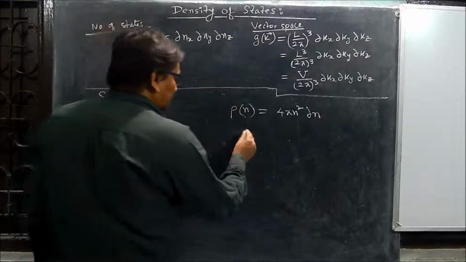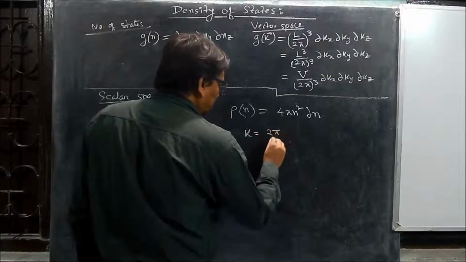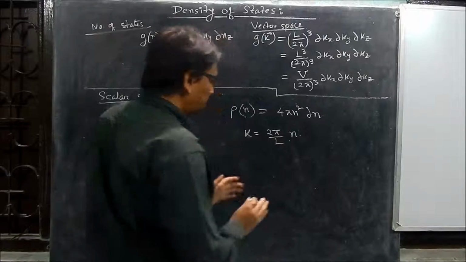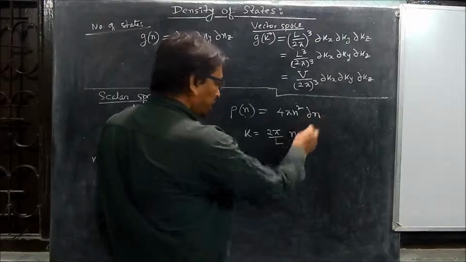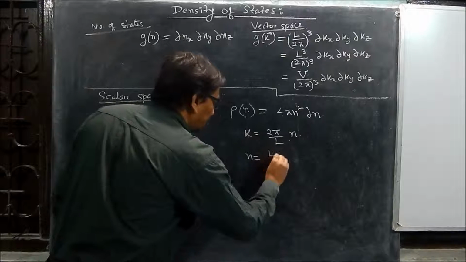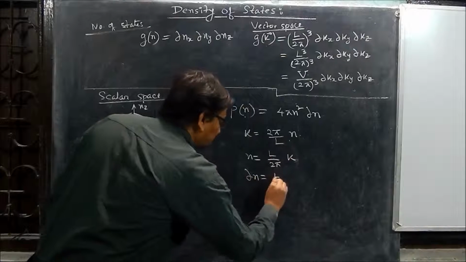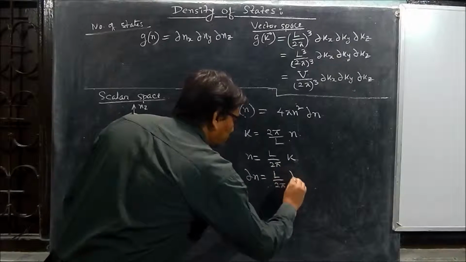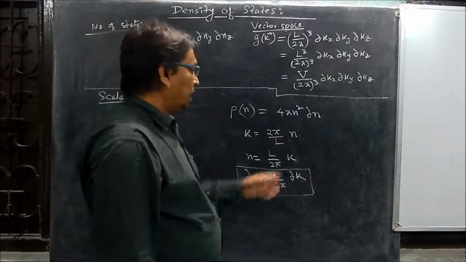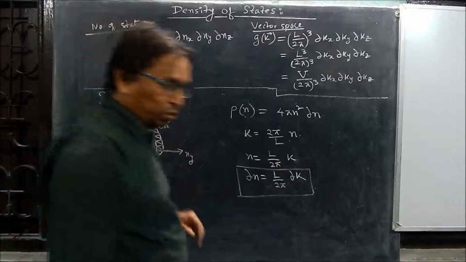Now we know that our k is equal to 2 pi by L into n. But we now want del n. So how will we find del n? n is equal to L by 2 pi into k. Differentiating again, we get del n equal to L by 2 pi into del k. If we use this and put this value in place of n, let us see what is happening. That is called the scalar space.